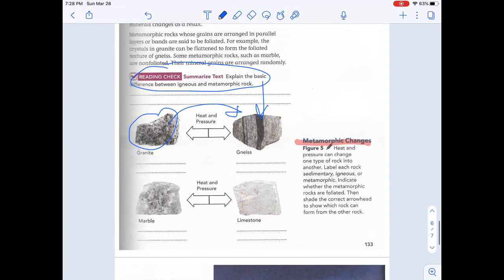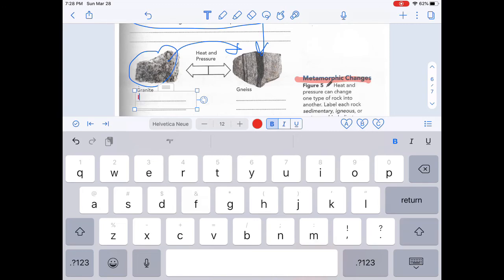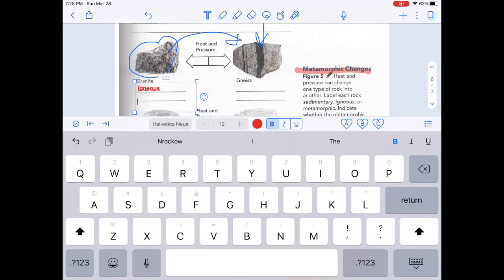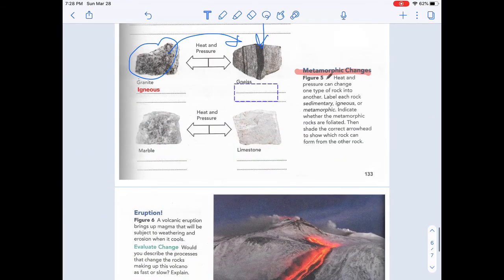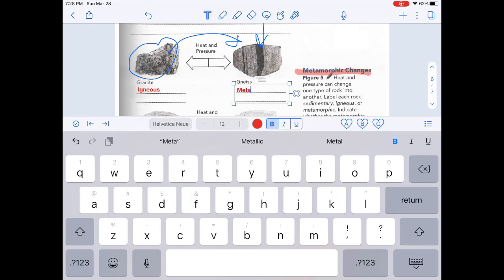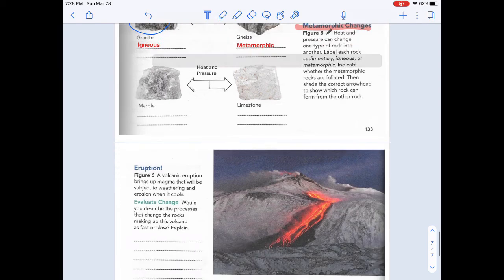So I want you to read this page and see if you can figure out which rocks are foliated and which ones aren't. So you're going to name what type of rock it is, if it's going to be a sedimentary, igneous, or metamorphic rock. So this one, granite, because it's got crystals in it and it formed from magma, I'm going to call this one an igneous rock. And gneiss, I already told you that one. That one was a metamorphic rock. So I want you to determine these last two. What is marble and what is limestone?